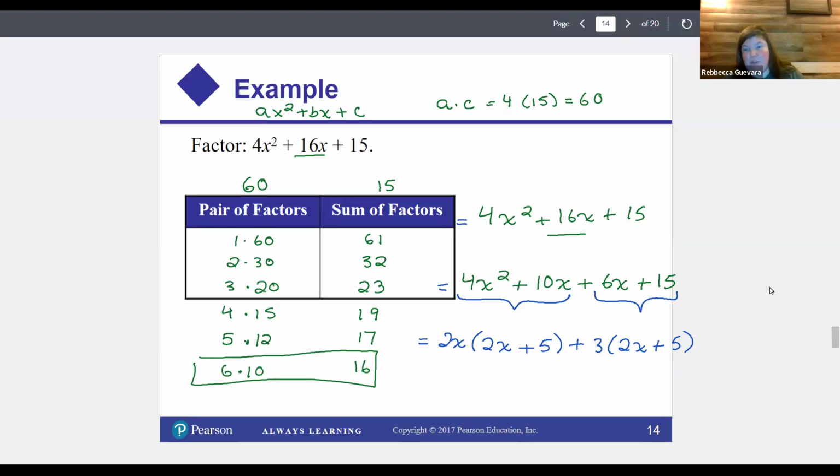So what we should notice right about here is that I have factored out the same binomial in each case. So this is multiplied on. I can factor out that binomial of 2x plus 5, and I'm going to be left with 2x plus 3.